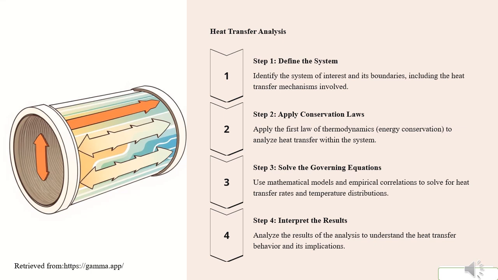Heat transfer analysis. Step 1, define the problem and identify the mechanisms. In this step, you should carefully analyze the system and define the parameters that will guide your calculations. Step 2, apply conservation laws. Step 3, solve the governing equations. And step 4, interpret the results. So you should analyze the results and understand the heat transfer behavior and its applications.